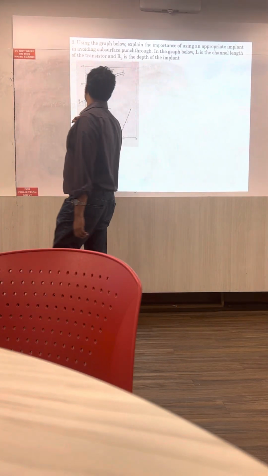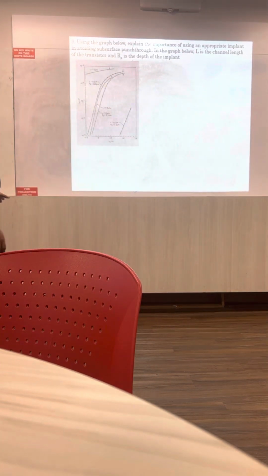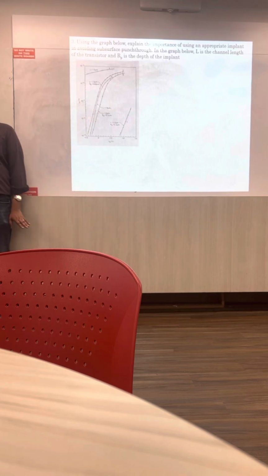There are 5 graphs, right? 5 lines. Which one of them is showing the problem of punch through? A, B, C, D, or E? So which one has punch through effect? Which one has short channel effect? Question like that comes.